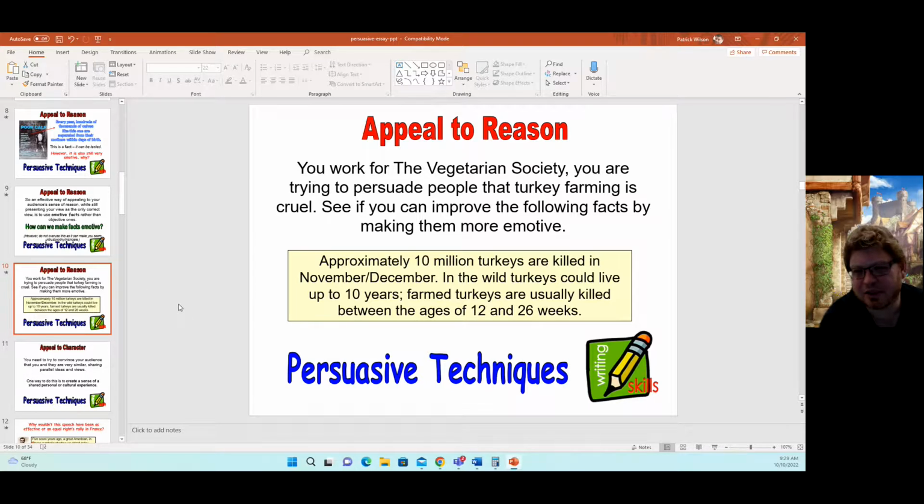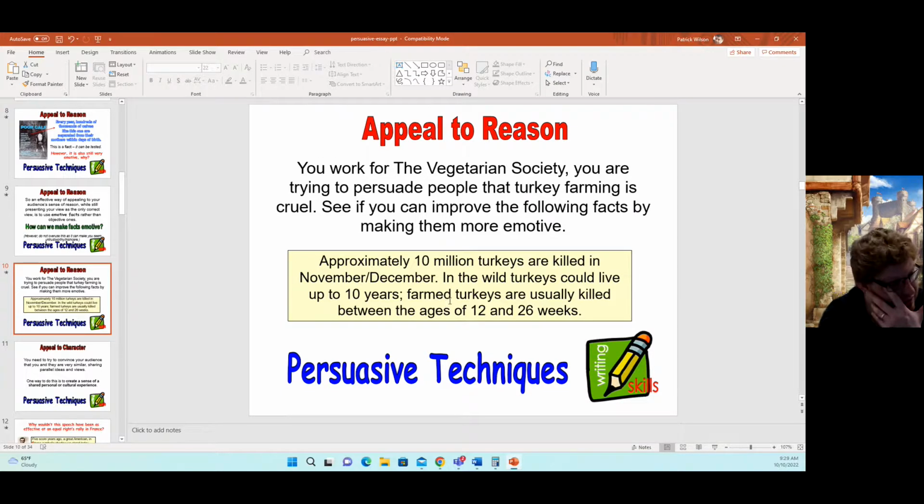Again, here's another example. You work for the Vegetarian Society. You are trying to persuade people that turkey farming is cruel, right? See if you can improve the following facts by making them more emotive. So here they give you an example. It says approximately 10 million turkeys are killed in November through December, and wild turkeys can live up to 10 years. Farm turkeys are usually killed between the ages of 12 and 26 weeks.